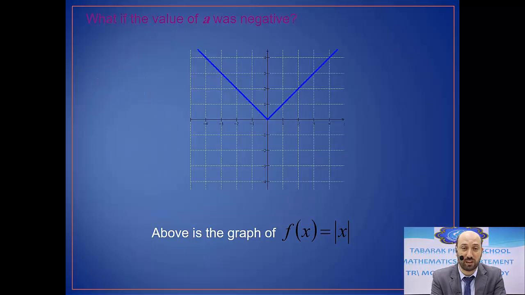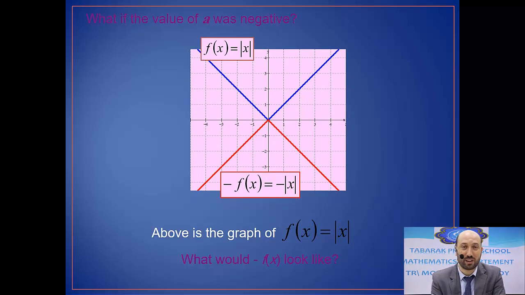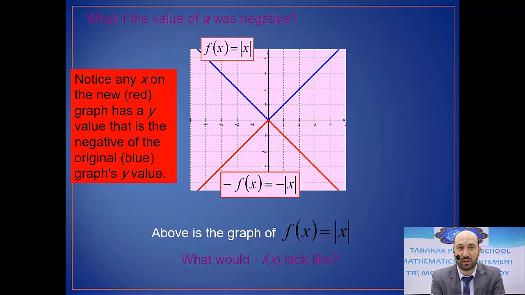Now, what if the value of a was negative? About the graph here, we have the function f(x) equals modulus x. What would negative f(x) look like? We have a reflection here. It was the blue one, f(x) equal to the absolute value of x, and if we make it negative, we have a reflection on the x-axis, the red one. For any x, the new red graph has a y value that is the negative of the original blue graph's y value.